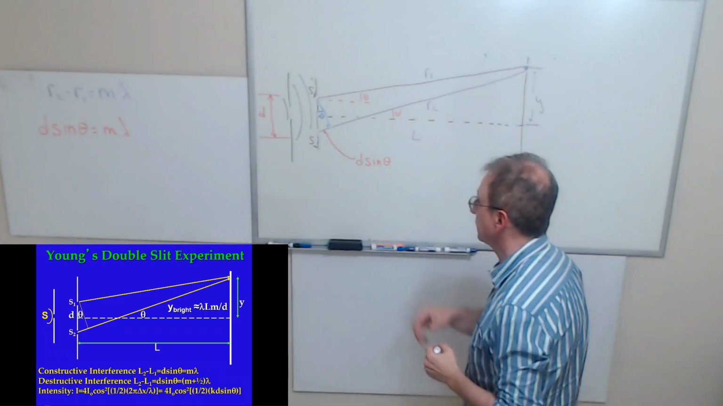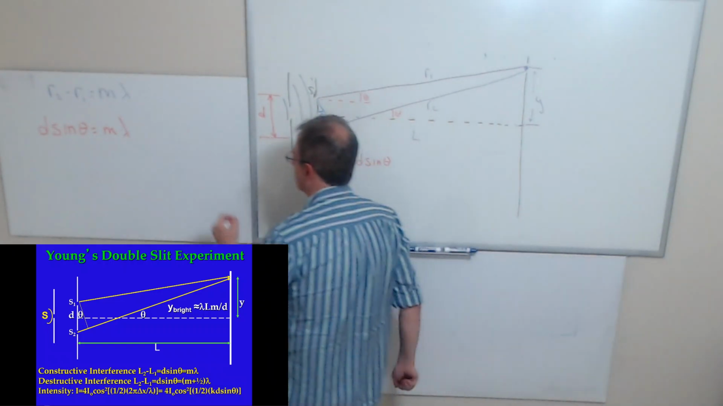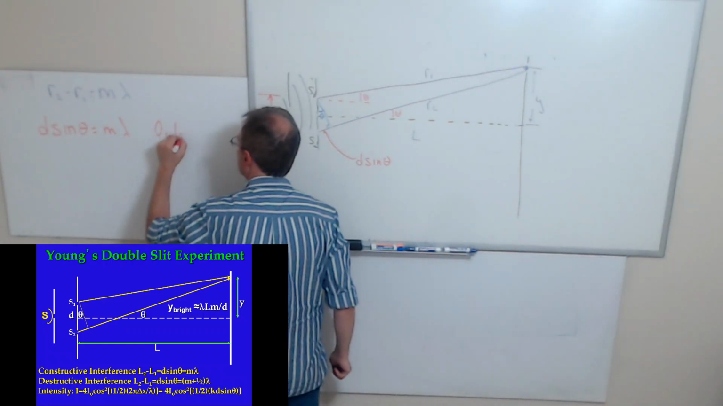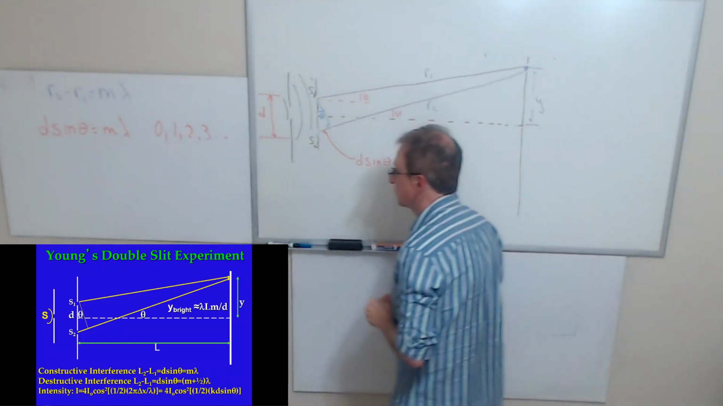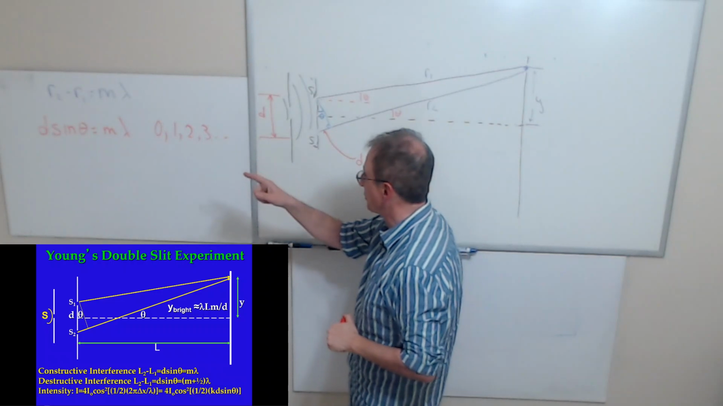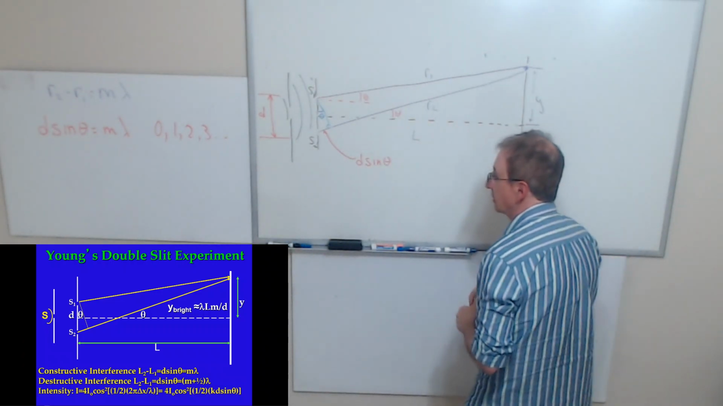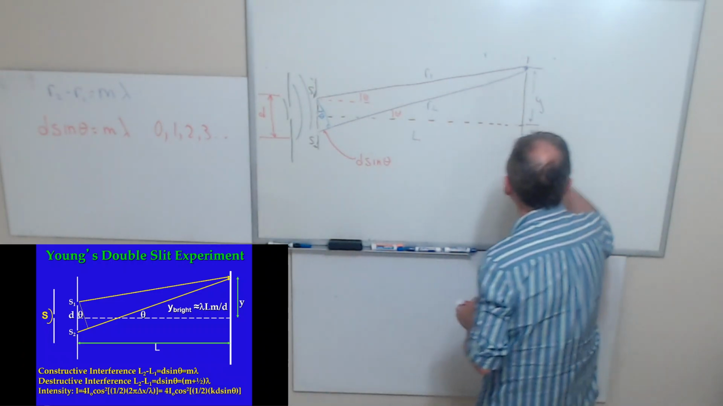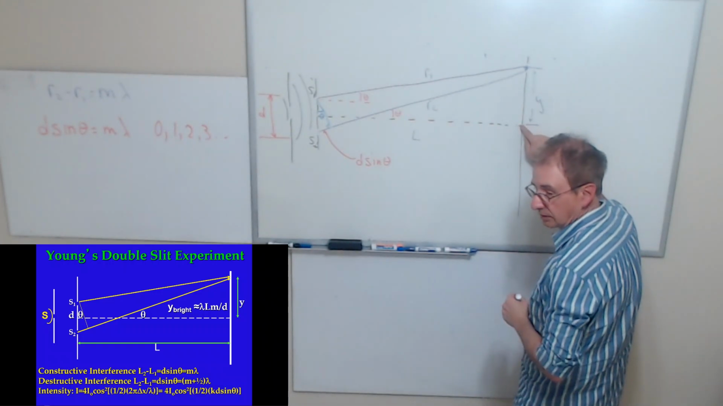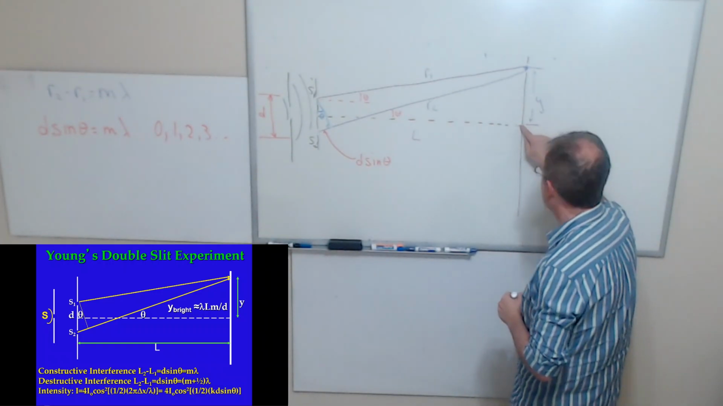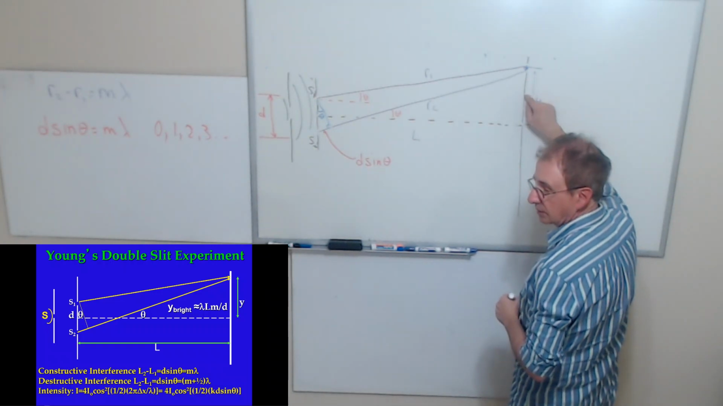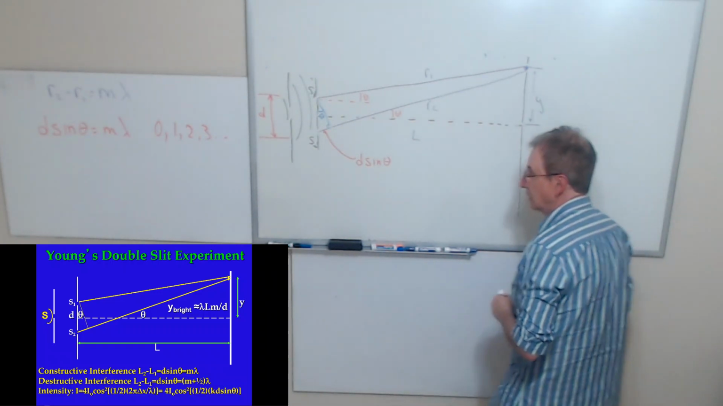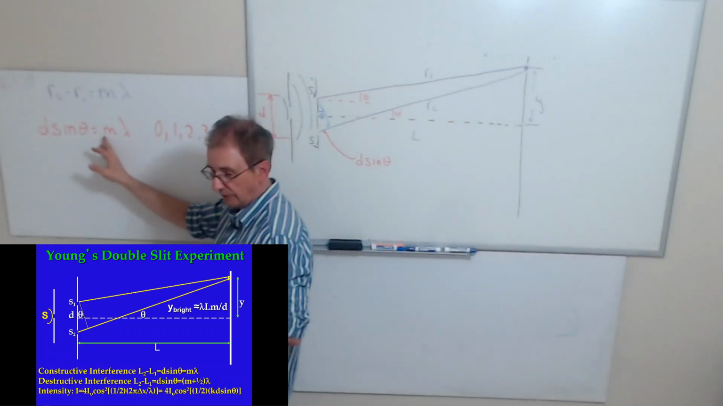Where m is an integer. M can be 0, 1, 2, 3, etc. What does m equals 0 represent? Well, it means that the path difference between the two paths is 0. We're talking about right here. You're going to get a bright spot right here. So you get a bright spot here, then a dark spot, then a bright spot, then a dark spot, etc. And this is called the order of the interference pattern.